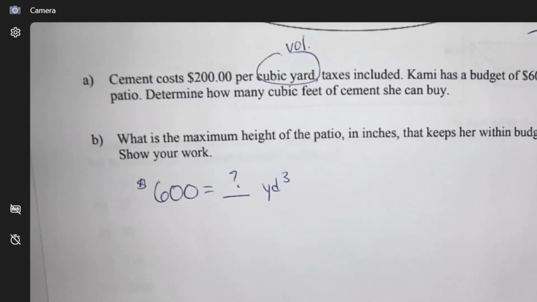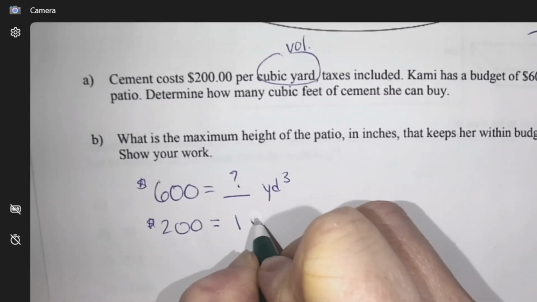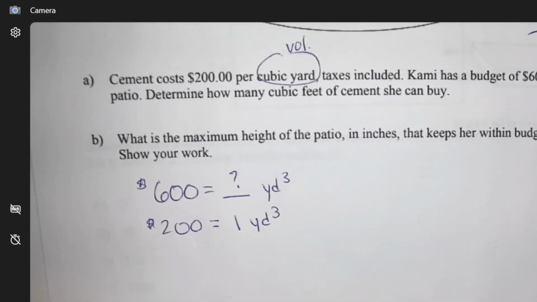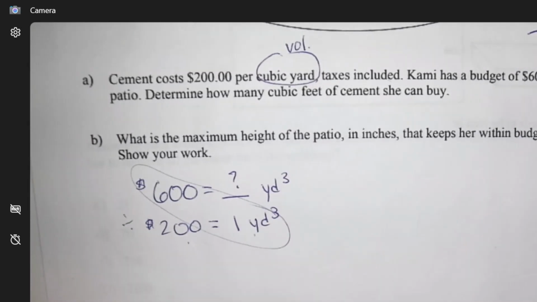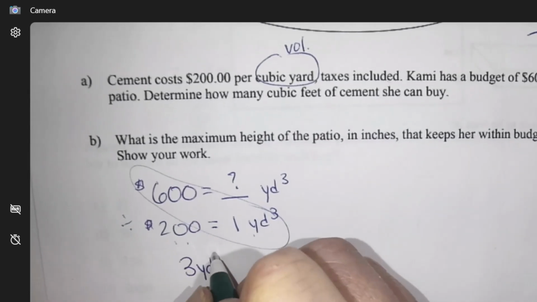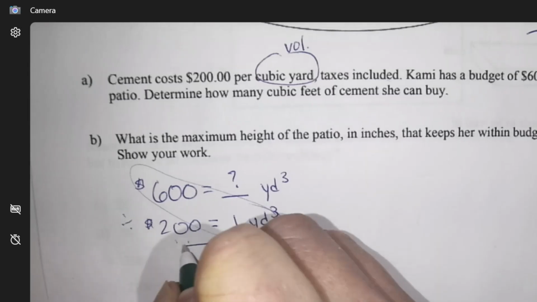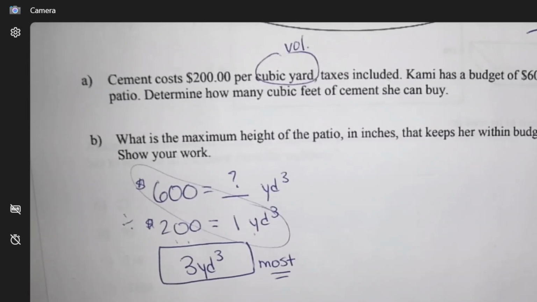What do I know? $200 is buying 1 cubic yard. 200 for 1 cubic yard, so 600. What's 600 divided by 2? So that's the most I can get, because that's my budget. I have up to $600, so that's the highest amount of volume I can do.